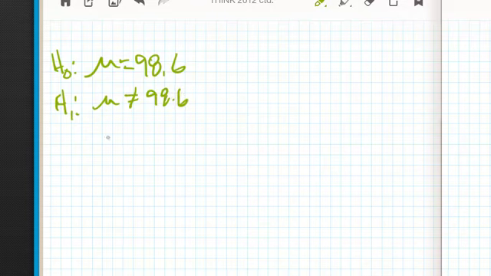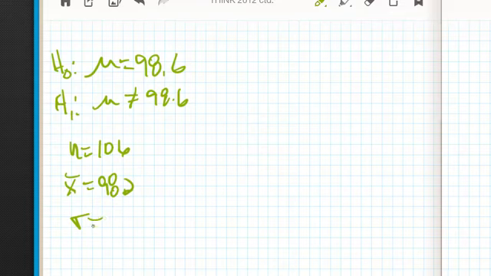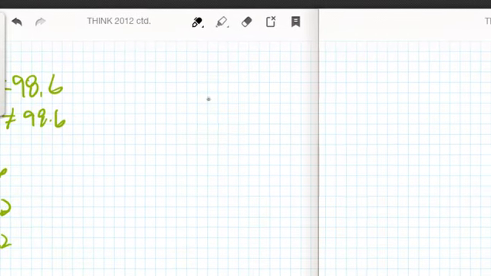All right, let's say that our data was, we took 106 body temperatures, and we ended up with a mean of 98.2. Again, your spidey sense may be tingling. It's less than. Is it enough? Let's assume that the standard deviation from prior information is 0.62. Okay, so let's get after it. Let's go ahead and do the critical value way first. Nothing to it.